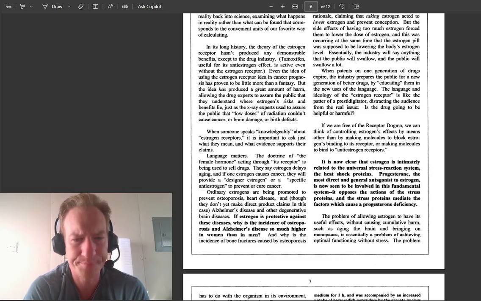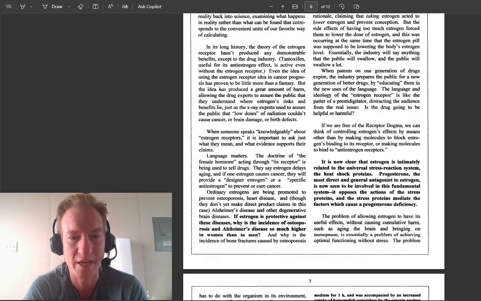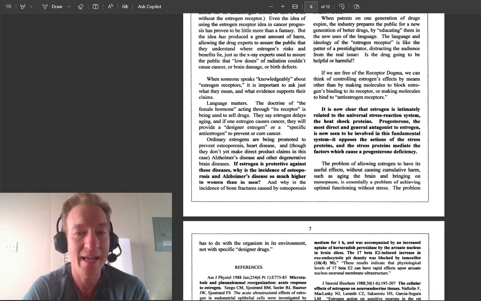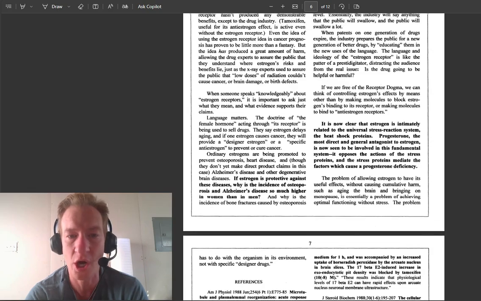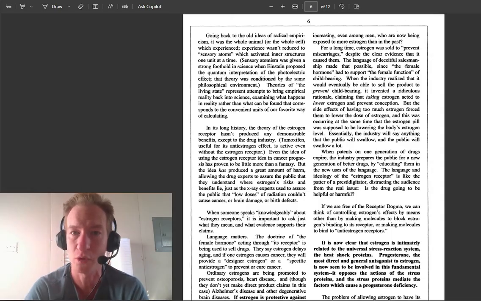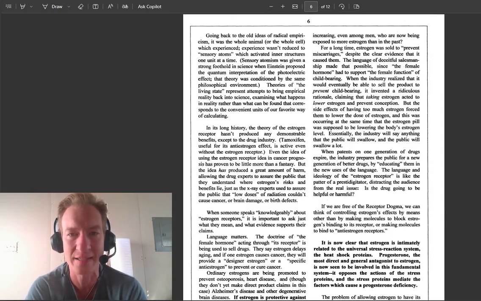Okay, moving on. "Ordinary estrogens are being promoted to prevent osteoporosis, heart disease, and, though they don't yet make direct product claims in this case, Alzheimer's disease and other degenerative brain diseases. If estrogen is protective against these diseases, why is the incidence of osteoporosis and Alzheimer's disease so much higher in women than in men? And why is the incidence of bone fractures caused by osteoporosis increasing, even among men who are now being exposed to more estrogen than in the past?